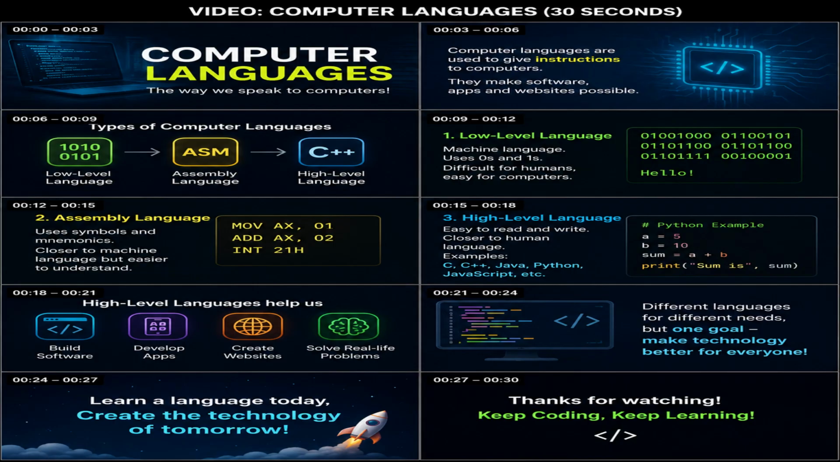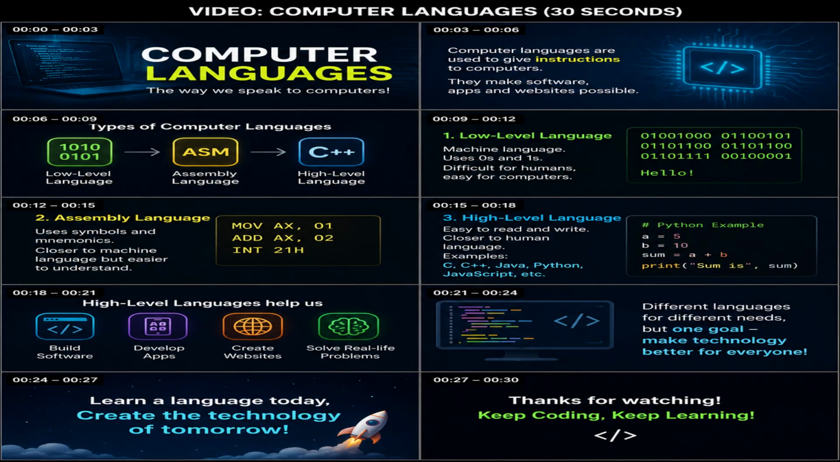The second is assembly-level languages. Assembly-level languages use symbols and symbolic instructions, which we call mnemonics. Assembly-level language is very close to machine language, but easier to understand. For example, ADD is a symbolic instruction used for addition. Similarly, LOG is used for logarithmic purposes.